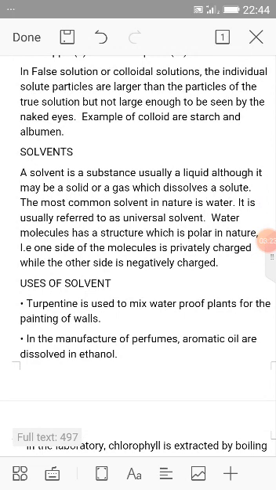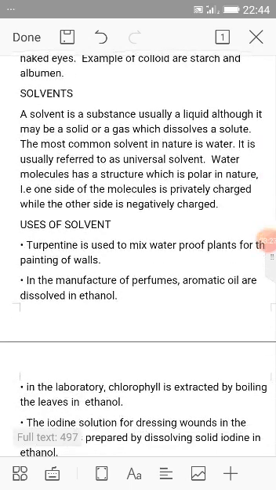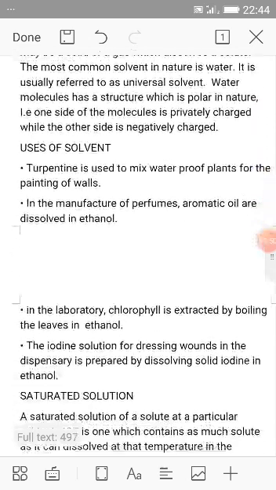The most common solvent in nature is water. It is usually referred to as a universal solvent. Water molecules have a structure which is polar in nature. That means anywhere you see the word polar in nature, we're talking about water molecules. One side of the molecule is positively charged, and the other side is negatively charged. What are the uses of solvents?